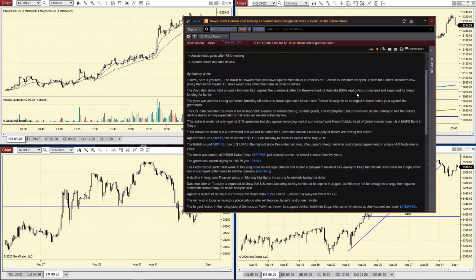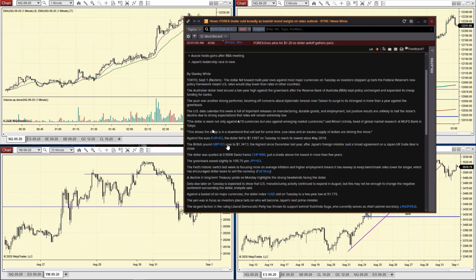The dollar fell toward multi-year lows against major currencies on Tuesday as investors stepped up bets that the Federal Reserve's new policy framework meant U.S. rates would stay lower than rates in other countries. The Australian dollar held around a two-year high against the greenback after the RBA kept policy unchanged and expanded its cheap funding for banks. The U.S. data calendar this week is full of important releases on manufacturing, durable goods, and employment, but positive results are unlikely to halt the dollar's decline due to strong expectations that rates will remain extremely low.